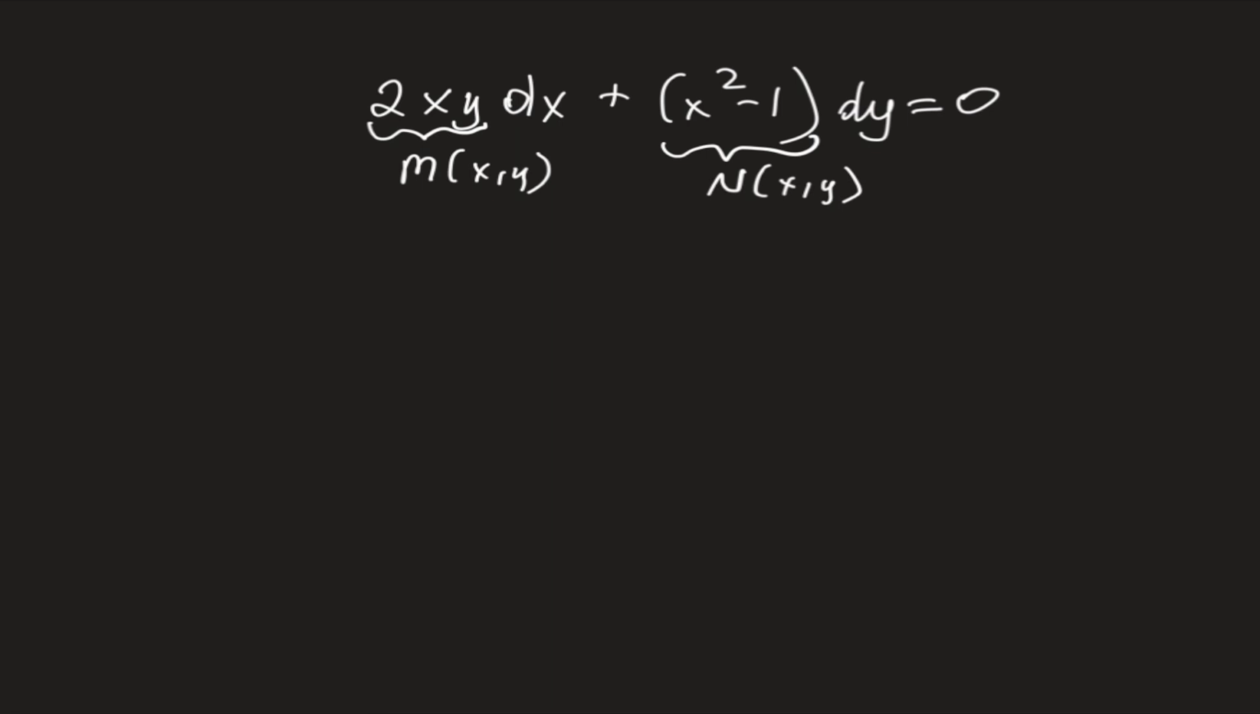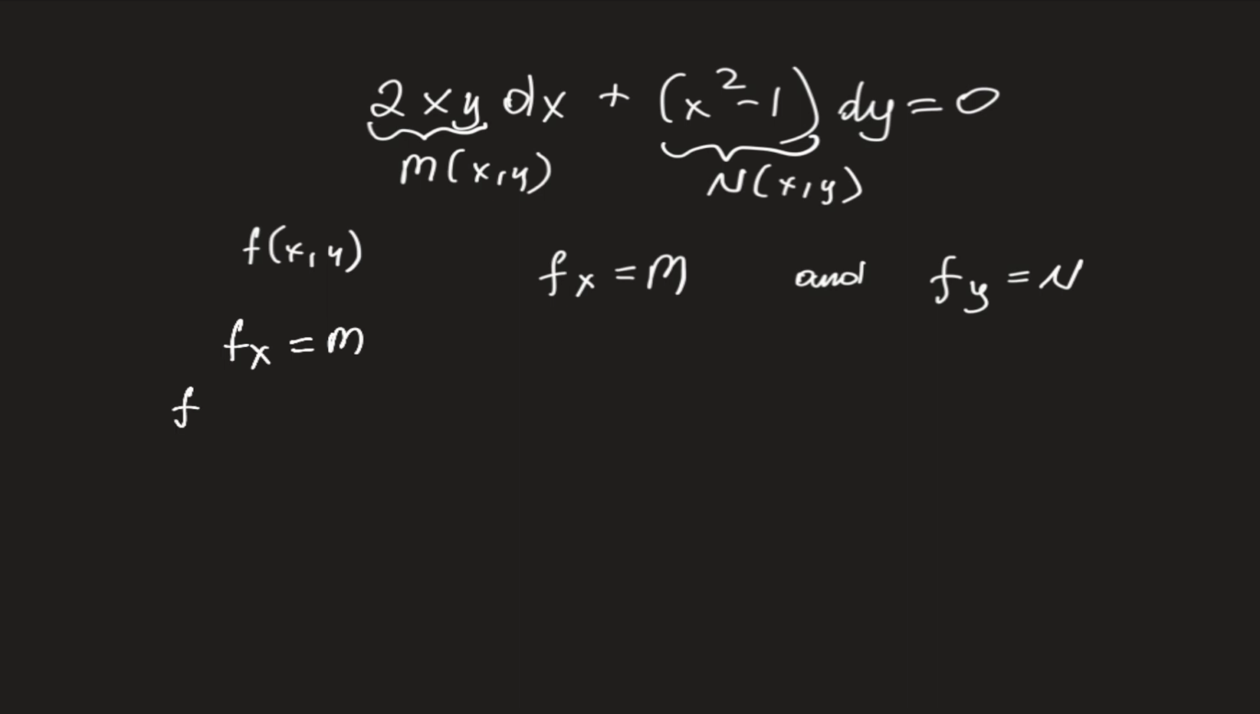Now that we tested and saw that this equation was exact, this means that there exists some function f of x and y such that the partial derivative with respect to x is going to equal the function M, and the partial derivative with respect to y of this function is going to equal capital N. The first thing we want to do is pick one of these two. It doesn't matter which one you pick. For this example, I'm going to pick the partial derivative with respect to x is equal to M.